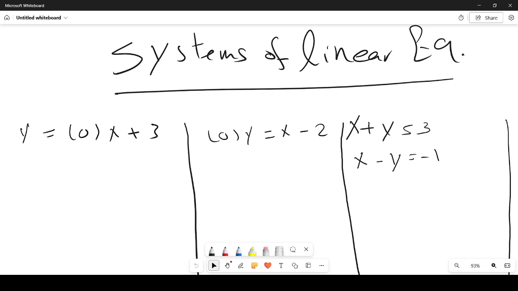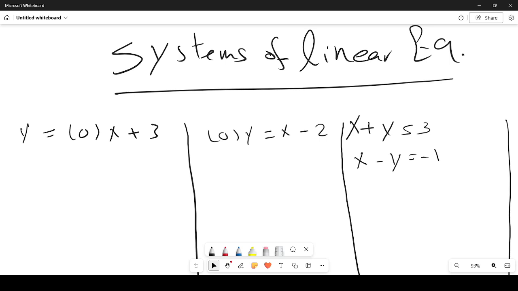We're going to start by discussing systems of linear equations. And in this video, we're going to have an overview of what a linear equation is and what the solution of a linear equation actually means. And we're going to see some graphs on how we present linear equations on graphs.